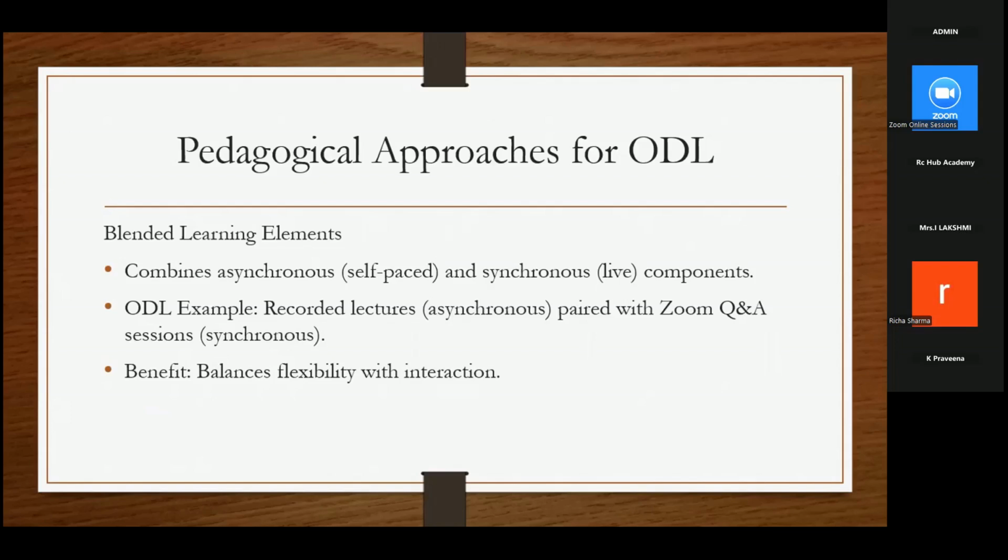You can see recorded lectures. Suppose here only three participants are there, and some other participants want to listen to the class. So this class is recorded and published through the YouTube channel by RCHUB Academy and on their website. So this is what they call a pedagogy approach for ODL, open and distance learning.